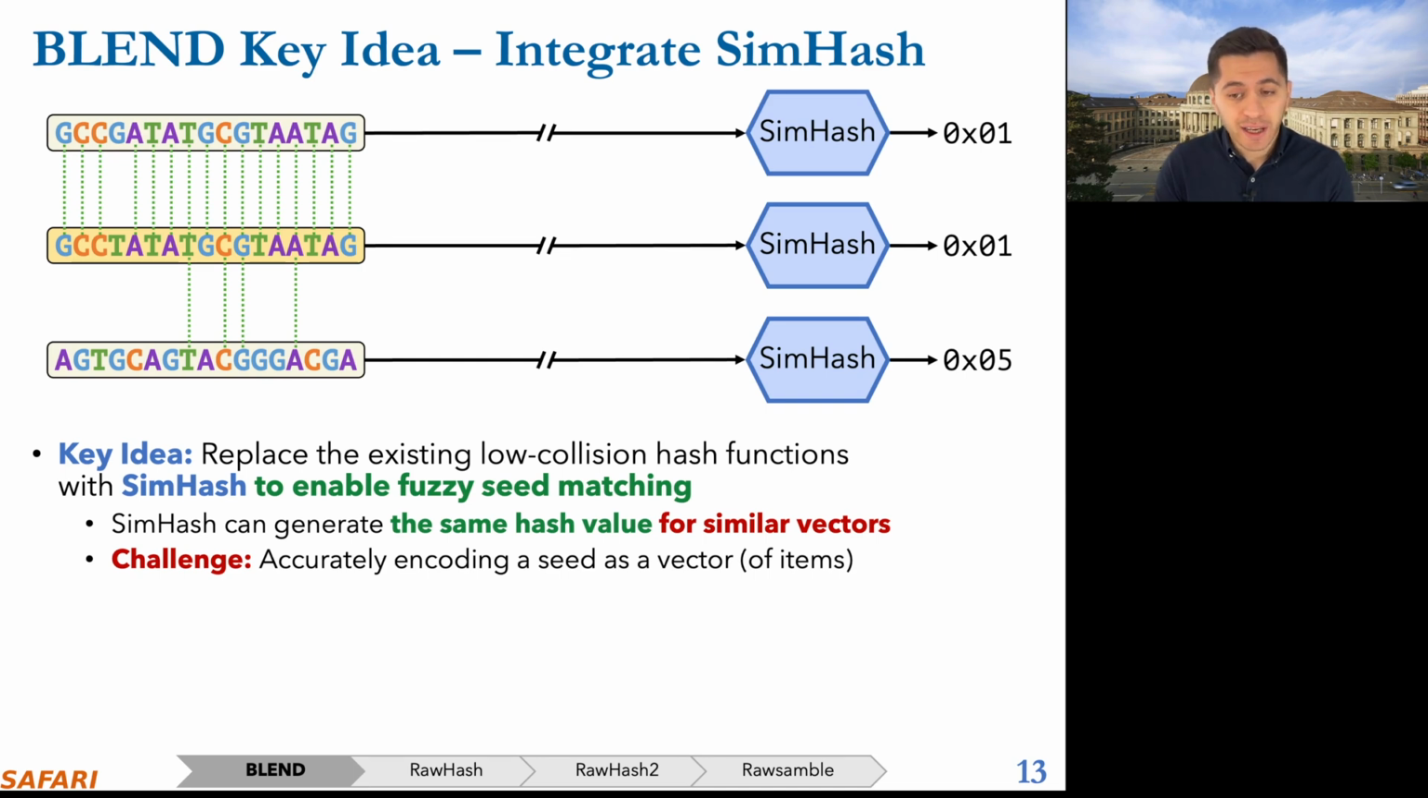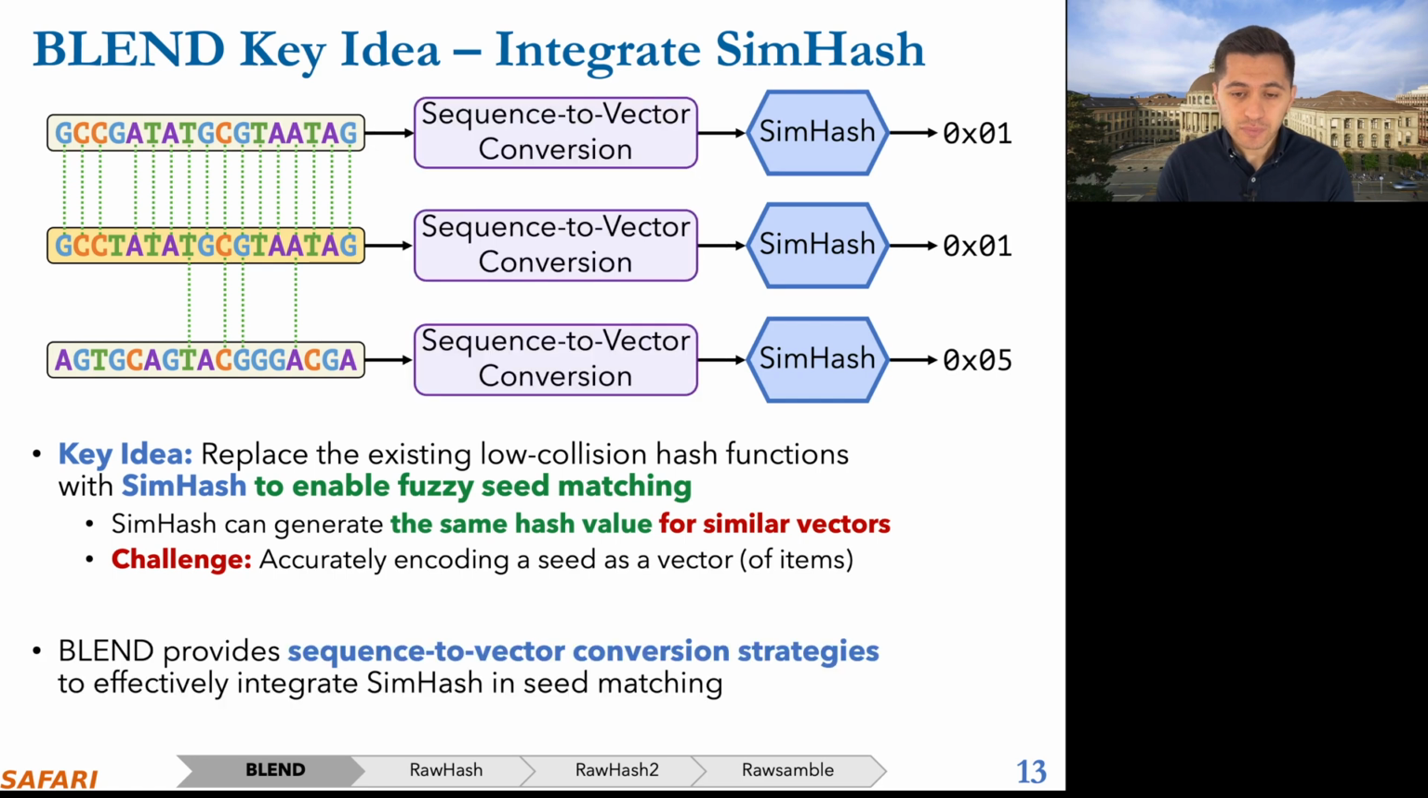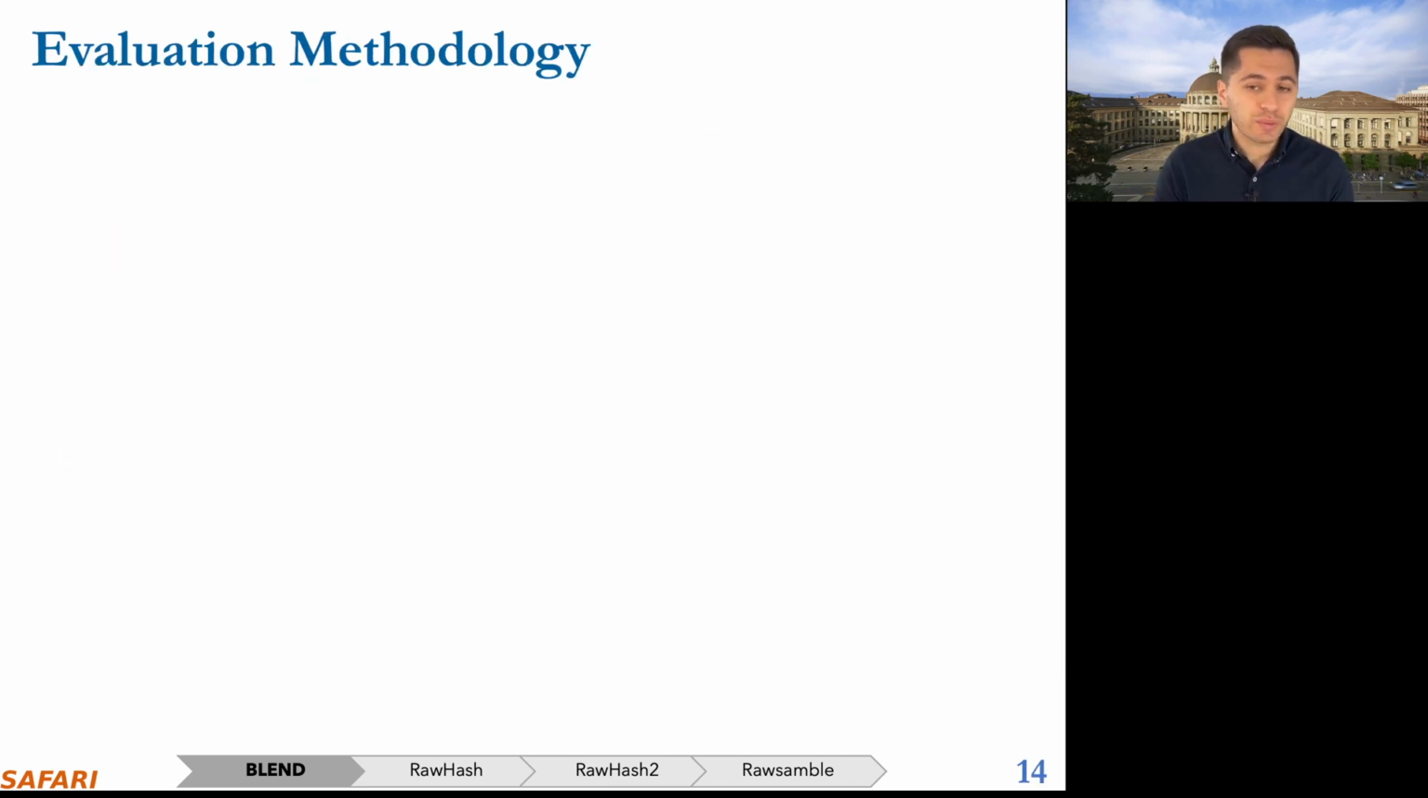However, due to its mechanism, we cannot directly use SimHash to generate hash values from seeds. To enable the use of SimHash and its properties, Blend provides effective sequence-to-vector conversion strategies. Let's look at our evaluation methodology.